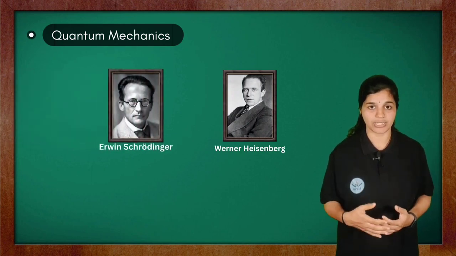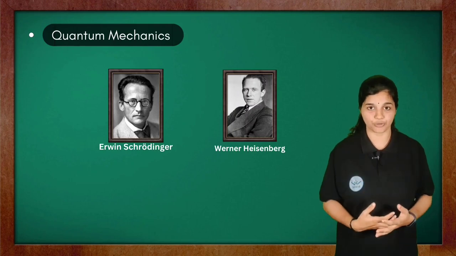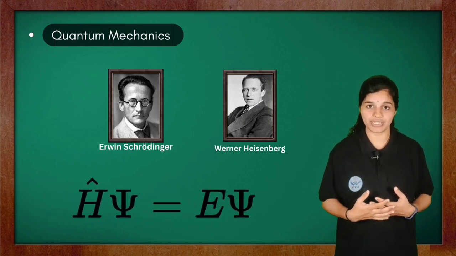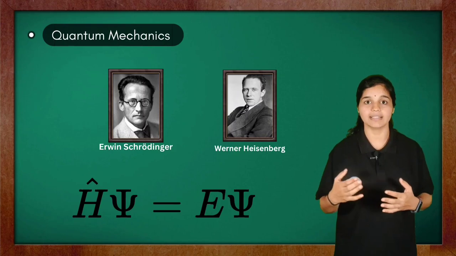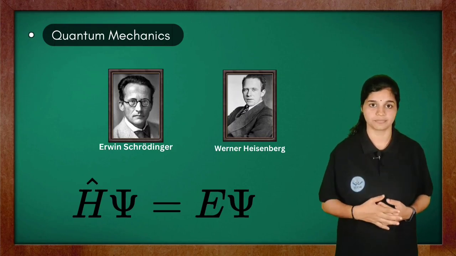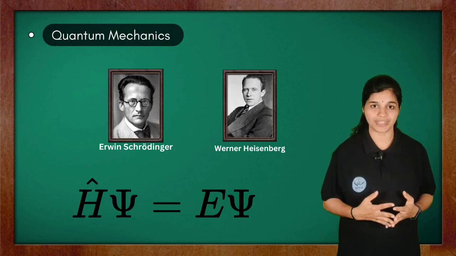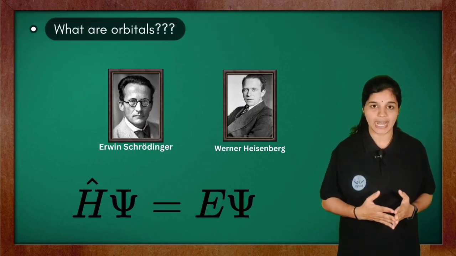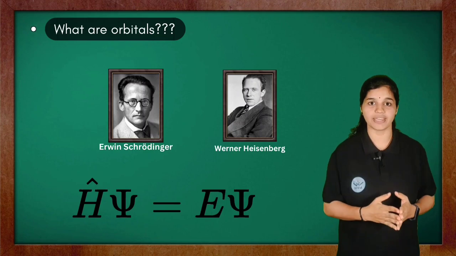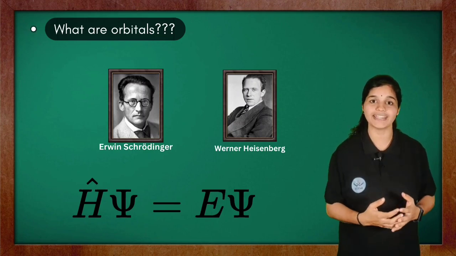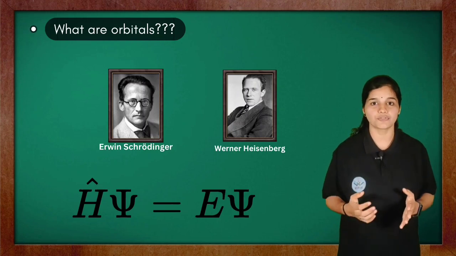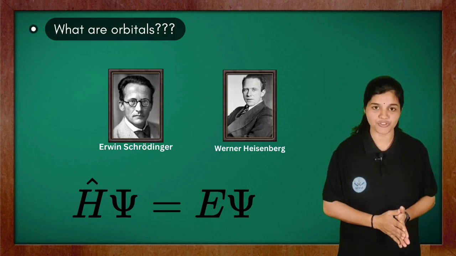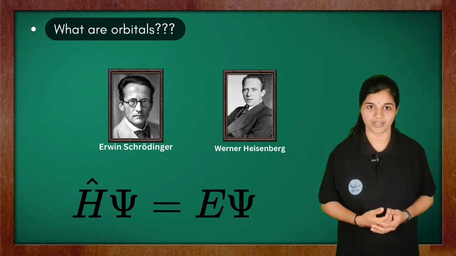A mathematical equation that explains the behavior of an electron is termed the Schrödinger wave equation. By solving the Schrödinger wave equation, we get a wave function and energy of the electron. The wave function psi in the Schrödinger wave equation represents an atomic orbital. What are orbitals? Orbitals are the 3D space around the nucleus where there is a maximum probability of finding an electron. A large number of orbitals are possible in an atom. These orbitals can be distinguished by their size, shape, and orientation.